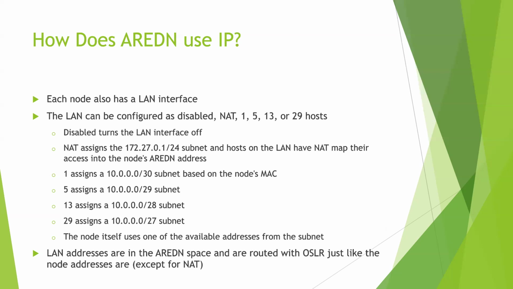That host is the other thing on the network, right? When it says 5, there's really 6. One of them is the AREDN node itself. When it says 13, there's really 14. One of them is the AREDN node itself, and so on. So you can do disabled NAT 1, 5, 13, or 29 hosts.